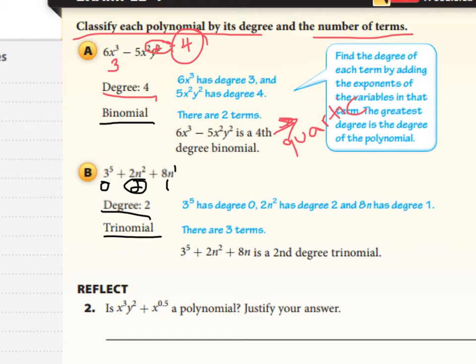Now, degree of 2 has a name of quadratic. Now, a lot of students get this confused with 4 because of the word quad, but remember, quartic goes to 4, quadratic goes to 2. This one is the most important degree that you need to know this year, and you do need to know the word quadratic.